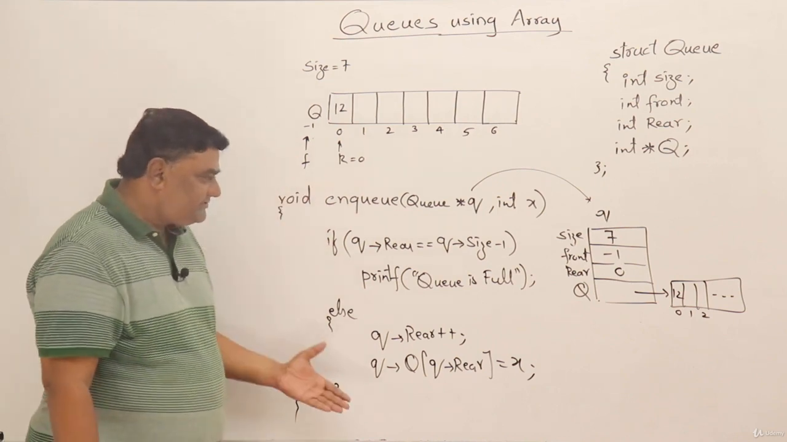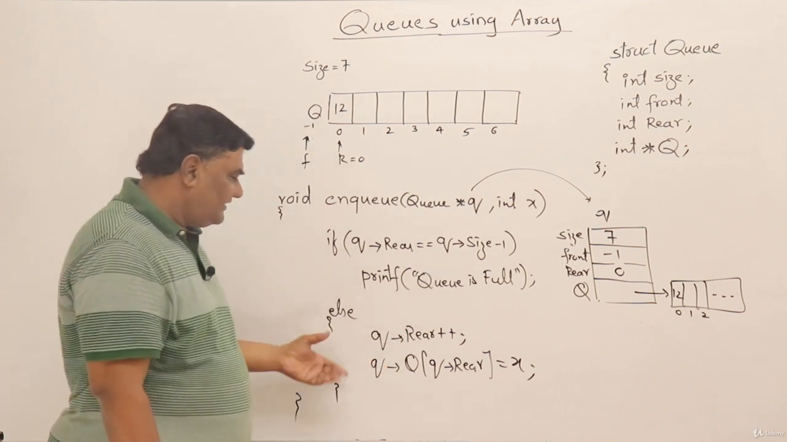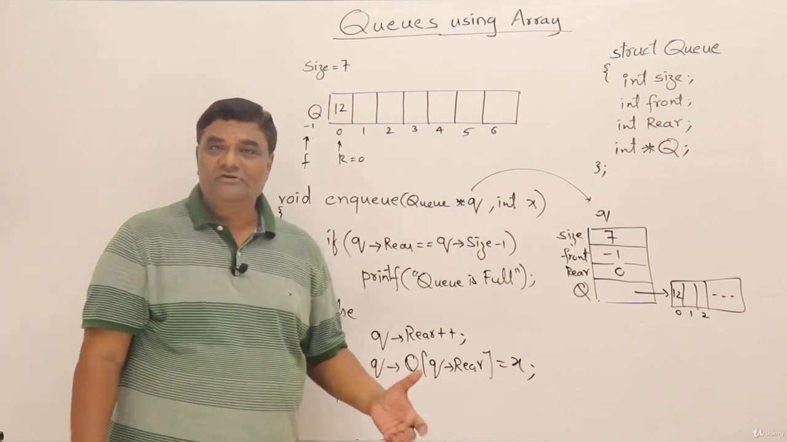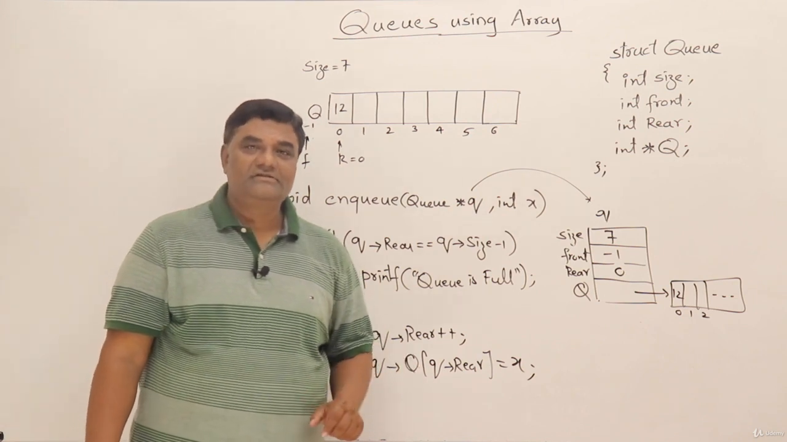If you look at the steps, they are simple. Either print that it is full, or else 2 steps. So the time is constant. From the code also you can see that the time is constant.